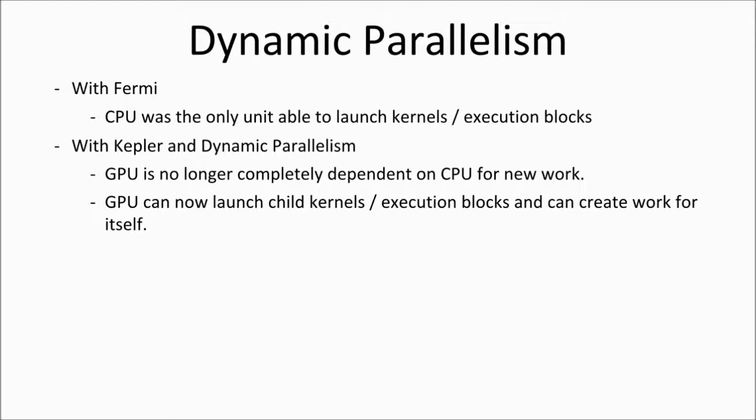The Fermi architecture was very good at processing large parallel data structures when the scale and parameters of the problem were known at kernel launch time. But this was severely lacking when implementing many other algorithms. With the addition of Kepler and dynamic parallelism, any parent kernel, that is, a kernel that was launched by the CPU, could now launch child kernels and create new work for itself. This allowed the GPU to be no longer completely dependent on the CPU for work.